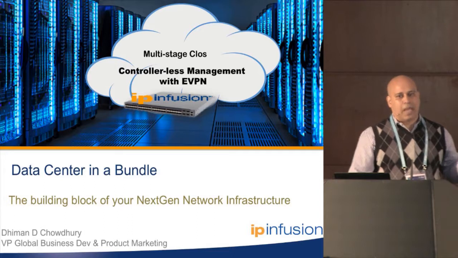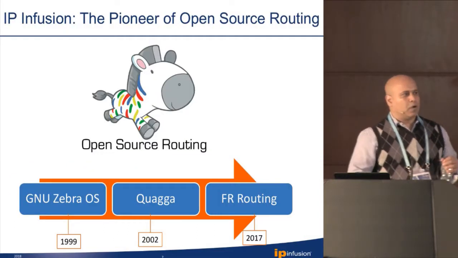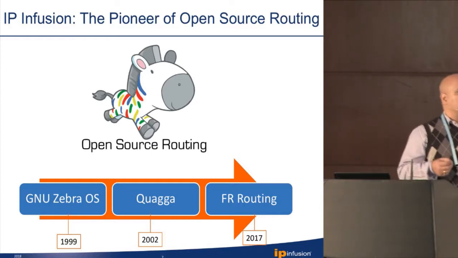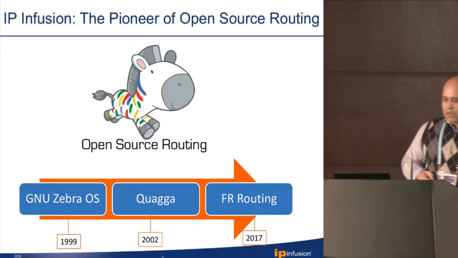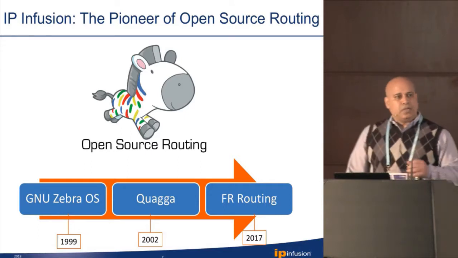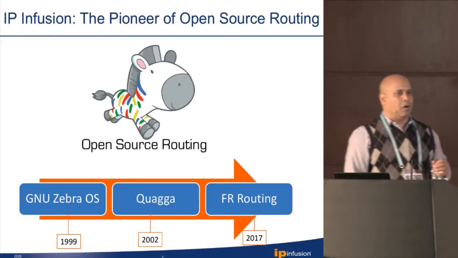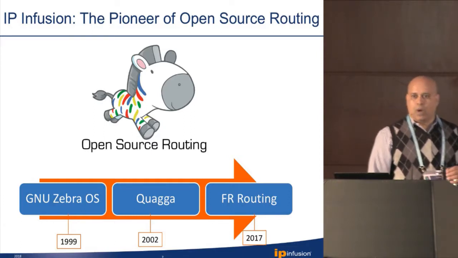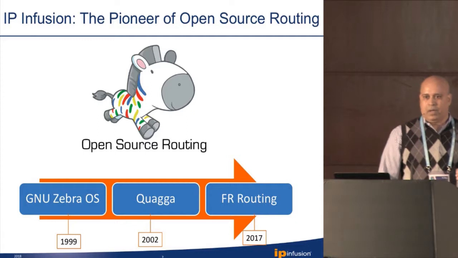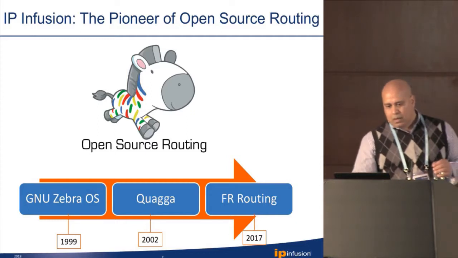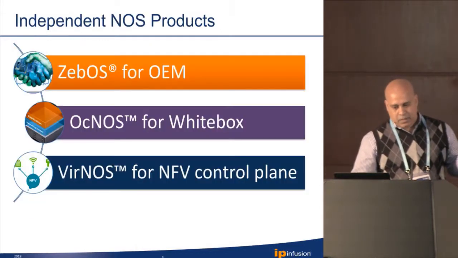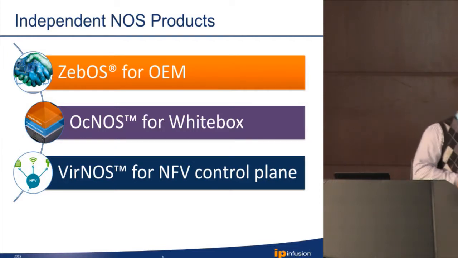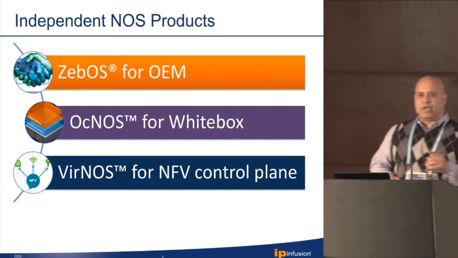But before I get to that, let me talk a little bit about IP Infusion and some of the exciting things we are doing. IP Infusion contributed GNU ZebOS to the open community, and that was forked to Quagga as well as FRR as of today. ZebOS, on the other hand, is a commercial version of GNU ZebOS, and this is industry proven.